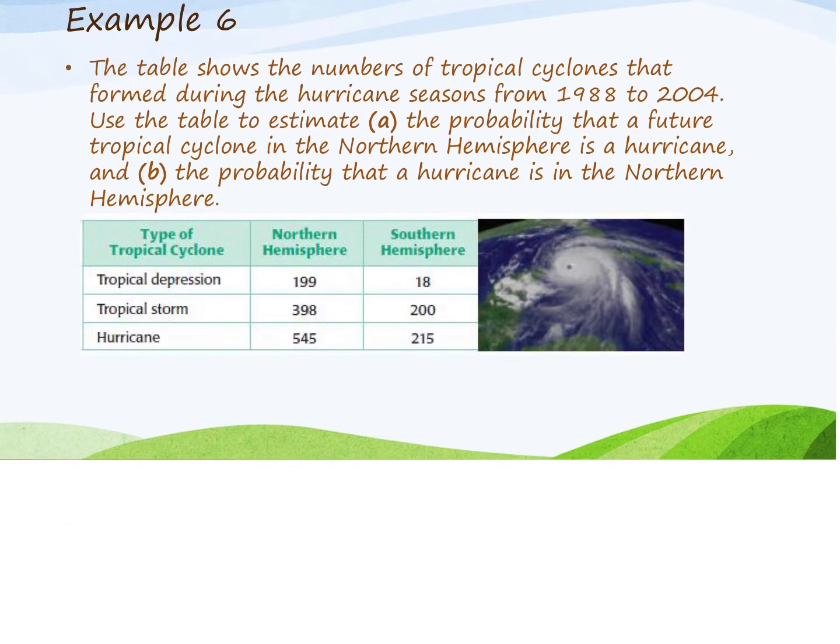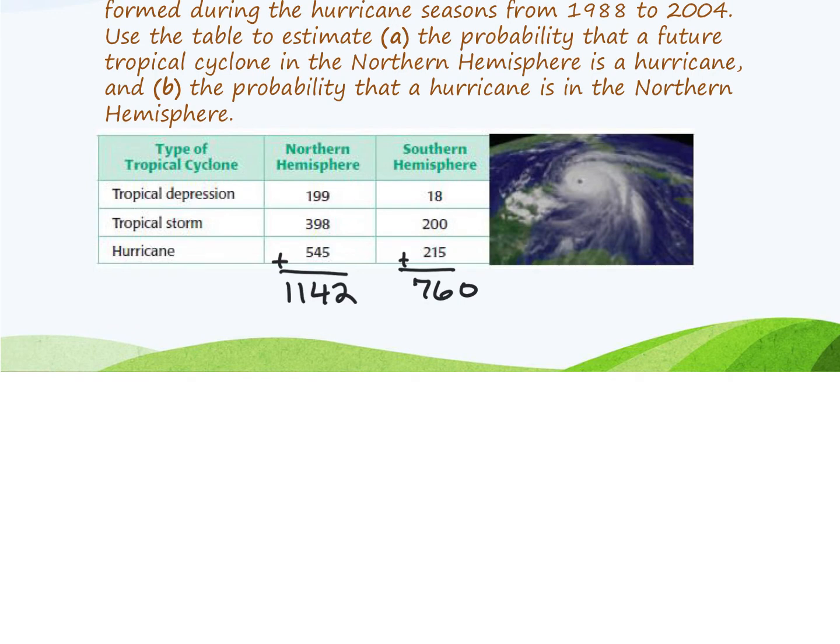So I'm going to go ahead and add up these columns so I can get the total number of tropical cyclones in the northern hemisphere. And that's going to be 1,142. And then when I add up the southern hemisphere here, this would add up to be 760. So I'm going to go ahead and get my total number. So for part A, I want to know the probability that a future tropical cyclone in the northern hemisphere is a hurricane. So I'm going to be doing the probability of a hurricane given that it's in the northern hemisphere.